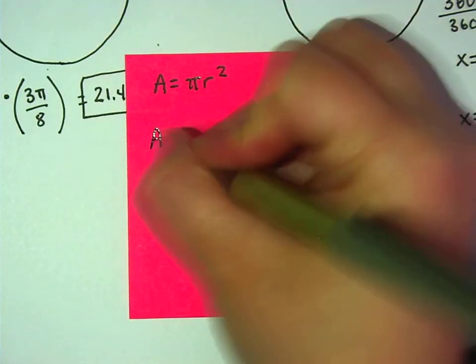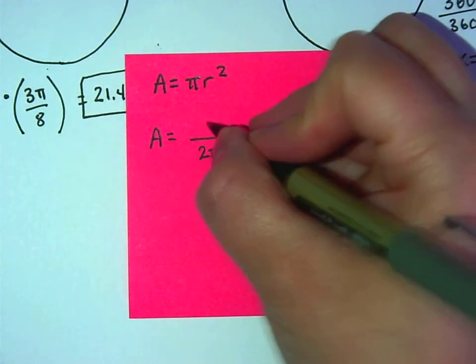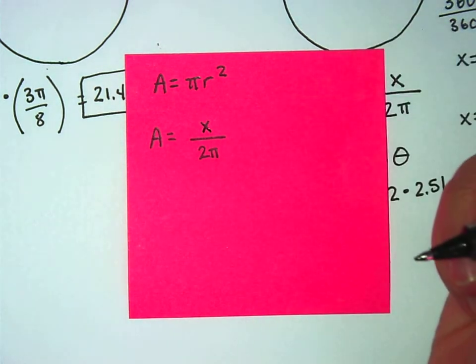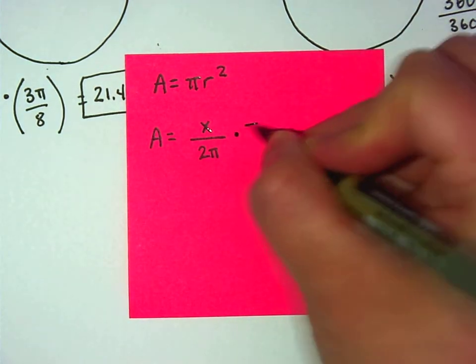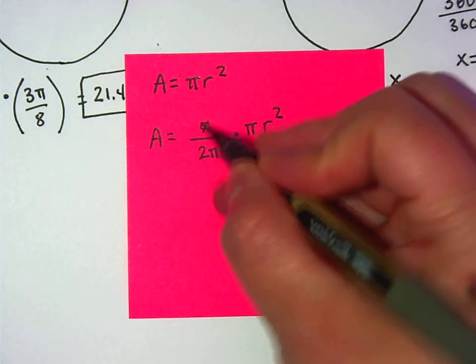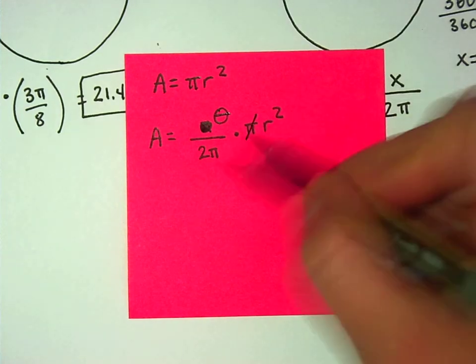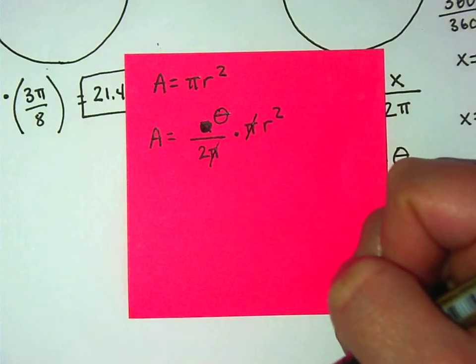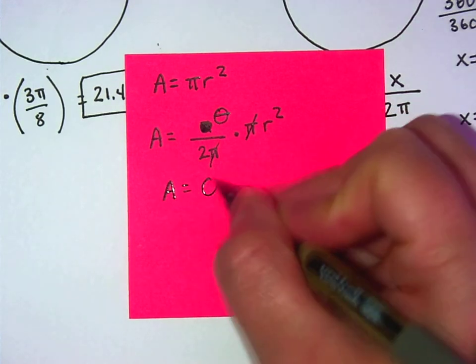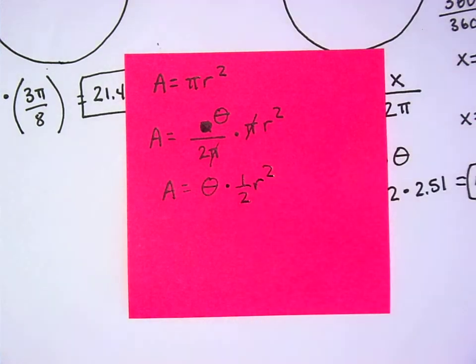If I want a piece of the pie, I have to find out what piece I want. So the whole circle is 2 pi, right? So I need to know what percent of that I want, and then I'm going to multiply it by pi r squared. And this percent is the angle actually, so I'll just put an angle sign up here. So what angle out of 2 pi times pi r squared. And do you see how the pi's cancel out? So now we have area equals theta times 1/2 r squared, which is the area of a sector.